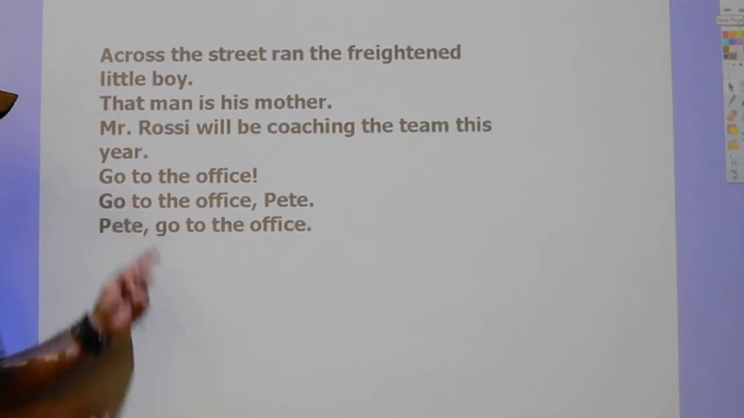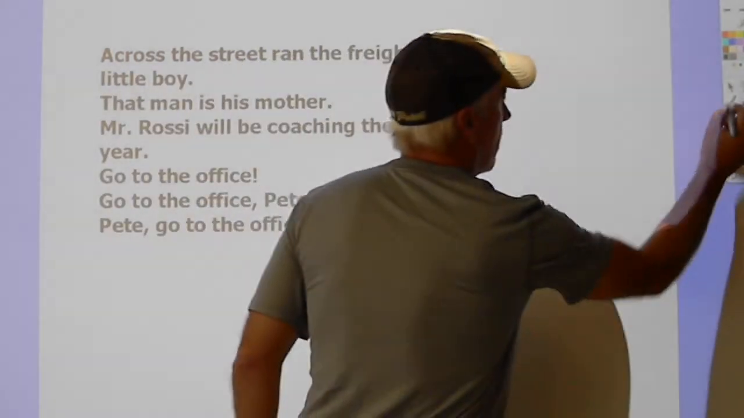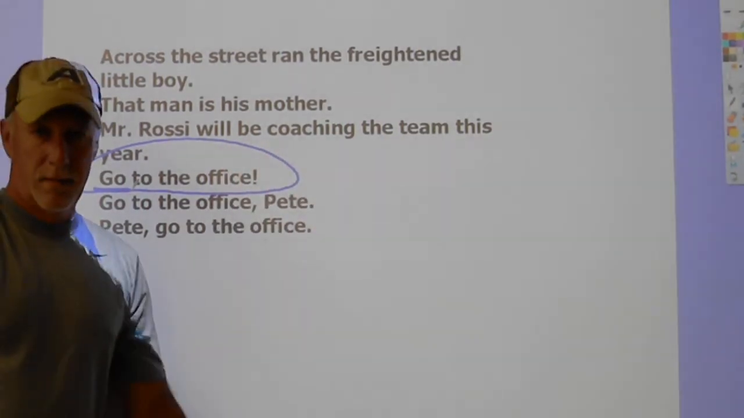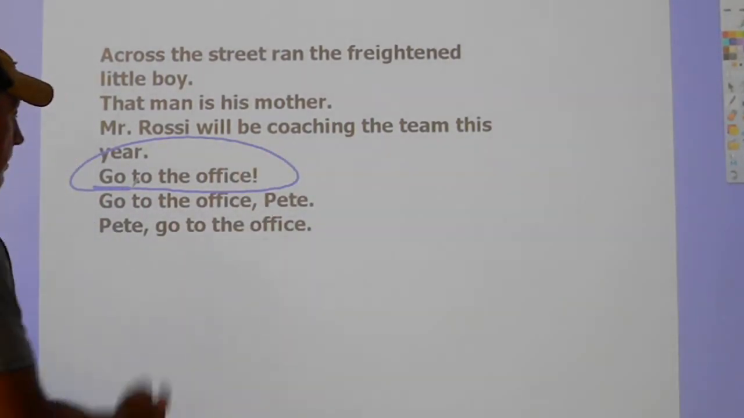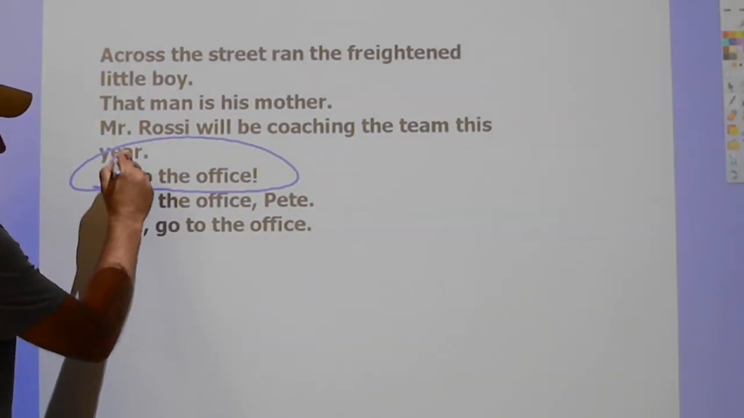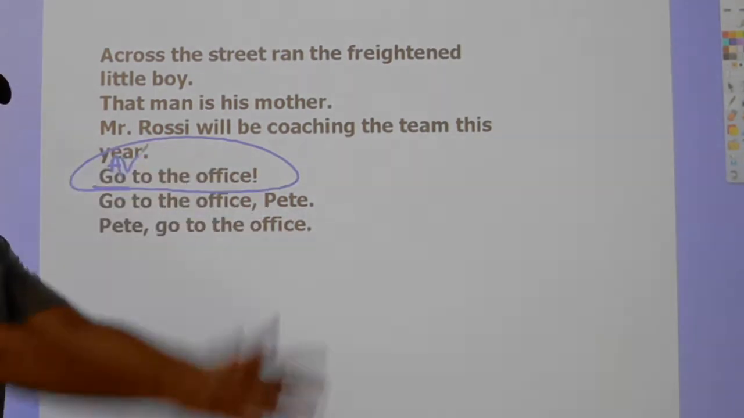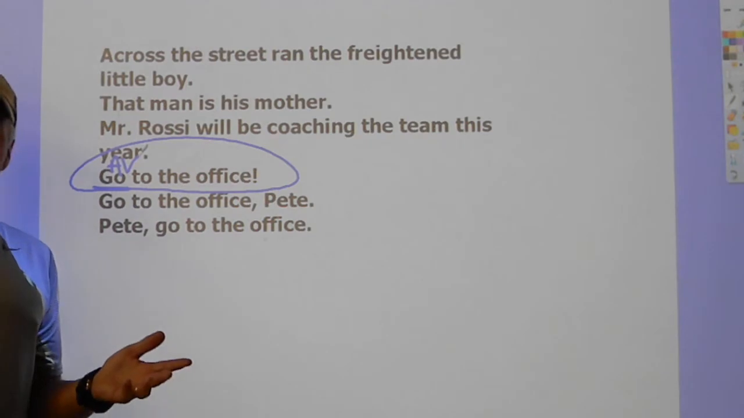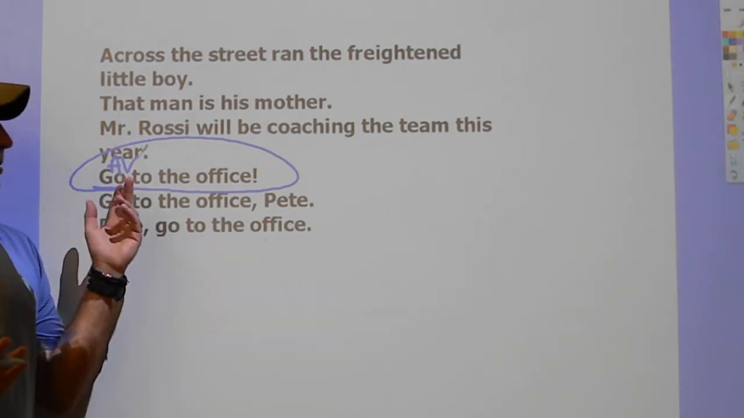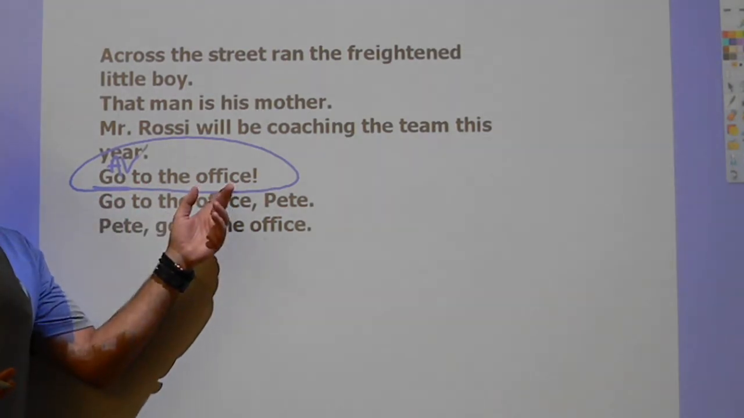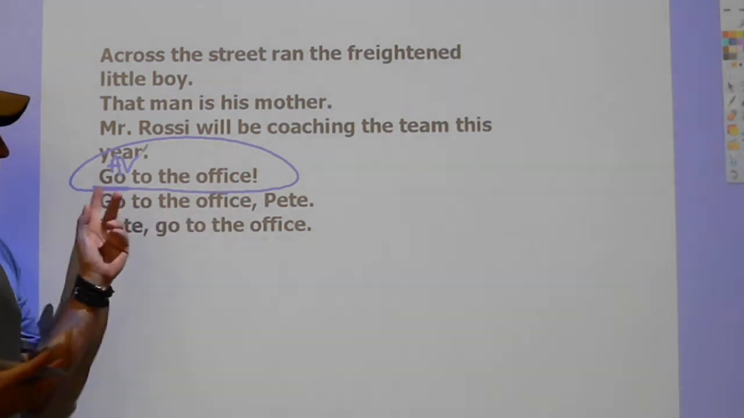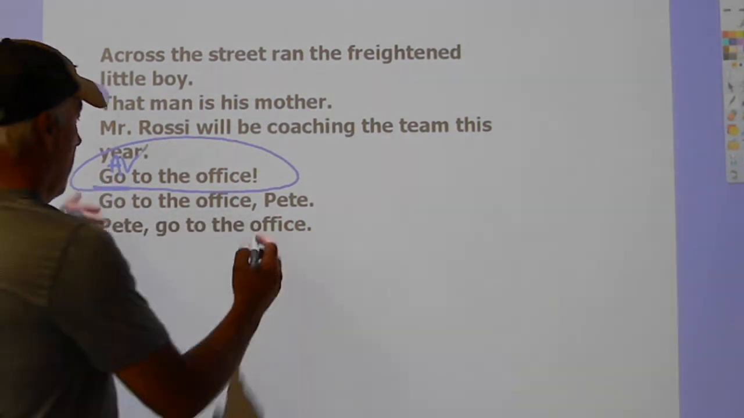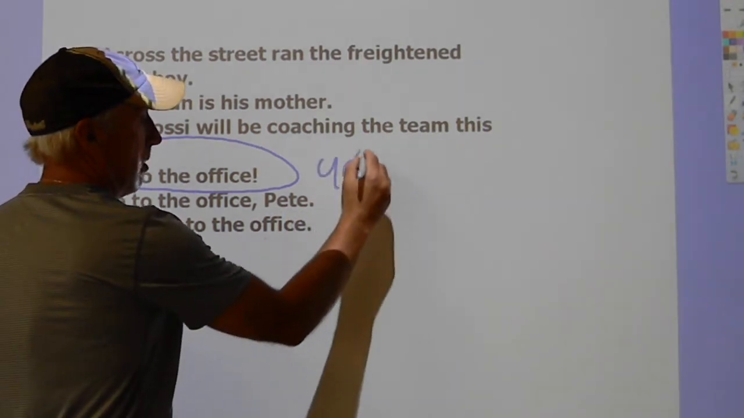This is a command sentence. Go to the office, okay? Go to the office. Find and analyze the verb. Go is the verb. It's an action verb. You're going, you're doing something. Now we have to find the subject. So you ask who or what goes. The office isn't going, okay? This is what we call a command sentence, and the subject in the sentence is called you.